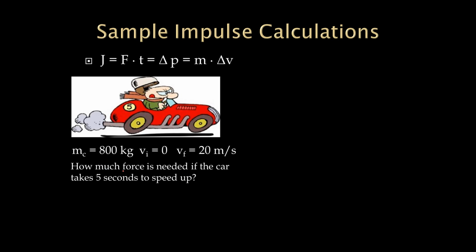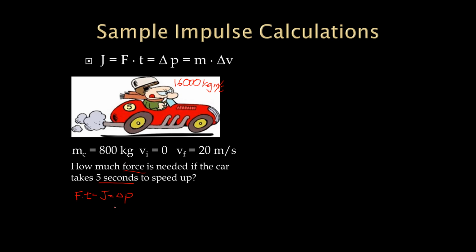And I'm looking for force, and I'm given time, and I know there's a relationship that force times time is equal to an impulse, which is equal to my change in momentum. Previously, we saw that the change in momentum, which is our mass times our change in velocity, was 16,000 kilogram meters per second. Refer to the previous video if you're not sure how to get that.